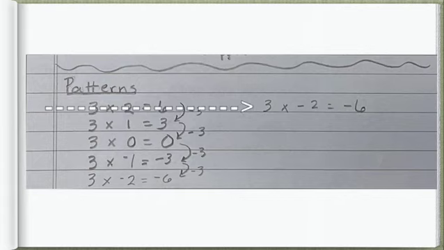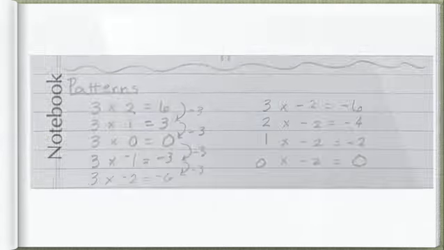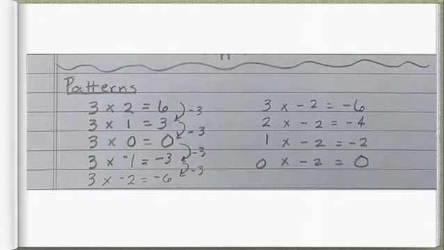So now I took that last one, 3 times negative 2 equals negative 6, and I'm going to start another pattern in the next column. Here's this pattern. This time the first factor is going down by 1 each time. The next equation in the sequence is going to be negative 1 times negative 2, because you have 3, 2, 1, 0. 1 below 0 is negative 1. So now we have a negative times a negative.